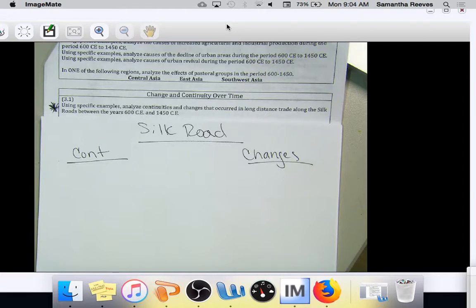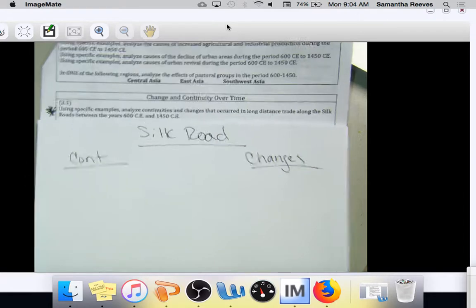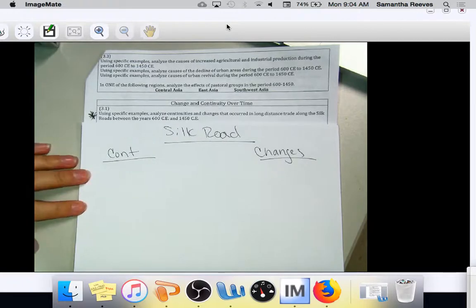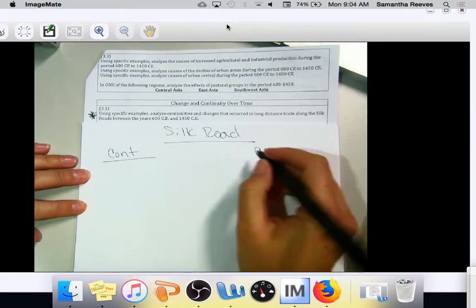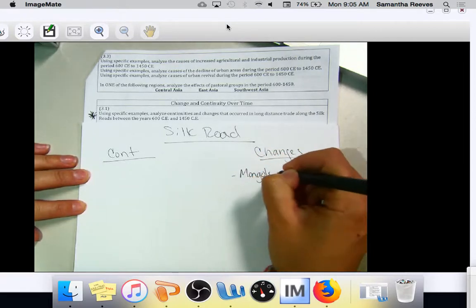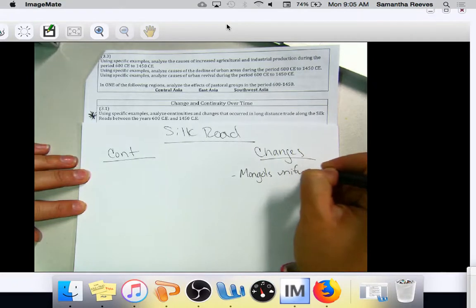So here we go. What is a continuity or change along the Silk Road? Your hands should be up because the faster we move, the easier life is, because you have to write this essay whether I help a lot or not. What do you got, Slav? Unifying the Silk Road, the Mongols. Mongols, is that continuity or change? There you go, Mongols unify the Silk Road.